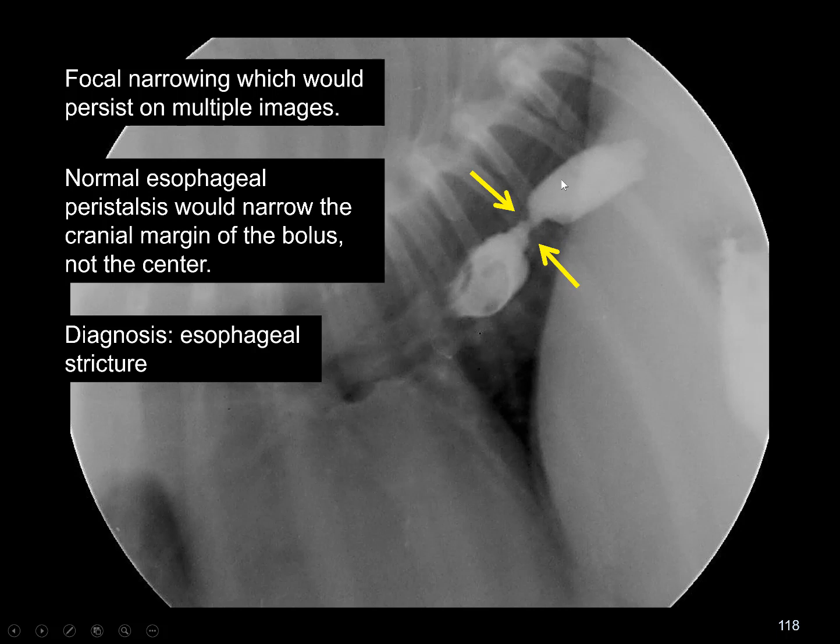So even if I saw this on a single image, I would say that's a stricture because I know the peristalsis is here. Esophageal peristalsis doesn't happen in the middle of things. This will be a little bit different when we talk about the small intestine, but with the esophagus, once I see this on a single image, I have my diagnosis of an esophageal stricture.